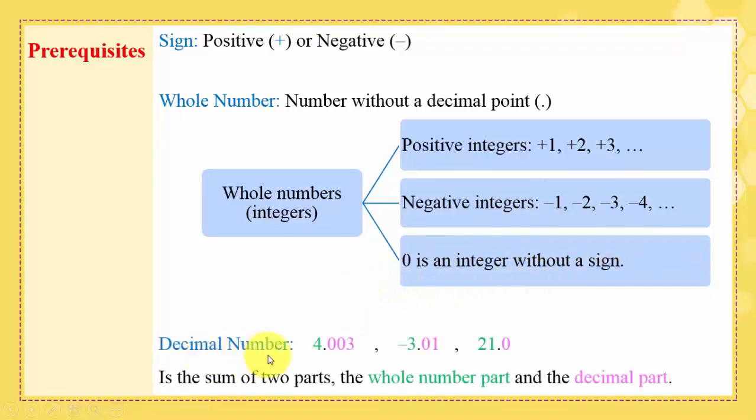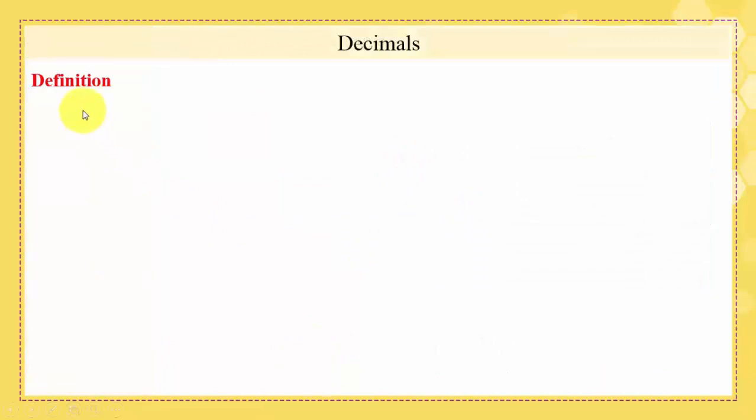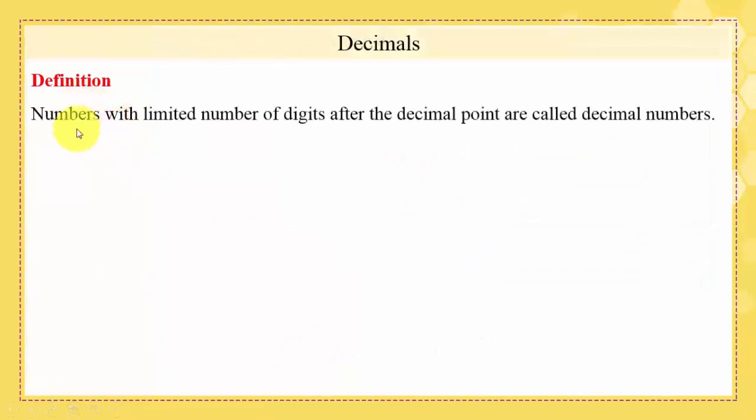Now, decimal number. Look for examples: 4.003, minus 3.01, 21.0. So a decimal number is the sum of two parts, the whole part and the decimal part. Look for this example: 4 is the whole part, 003 is the decimal part. Decimals definition: numbers with a limited number of digits after the decimal point are called decimal numbers.